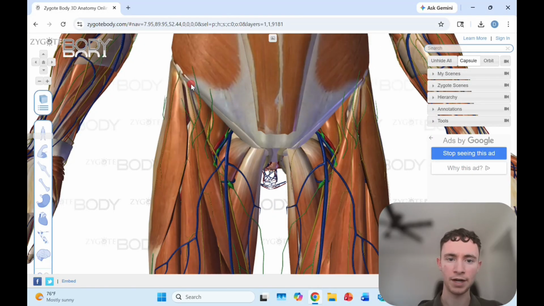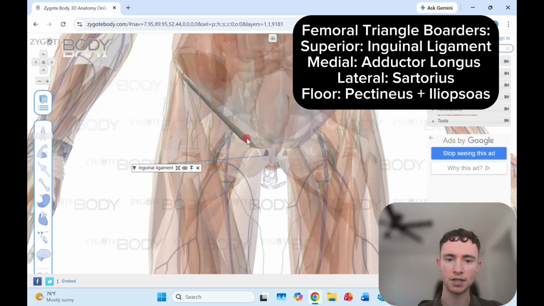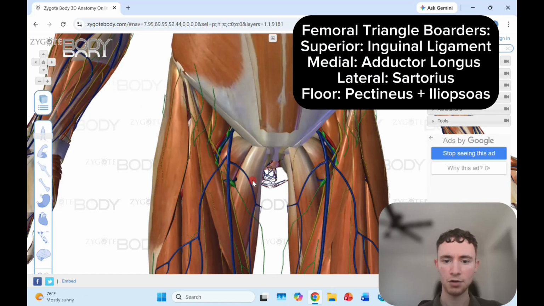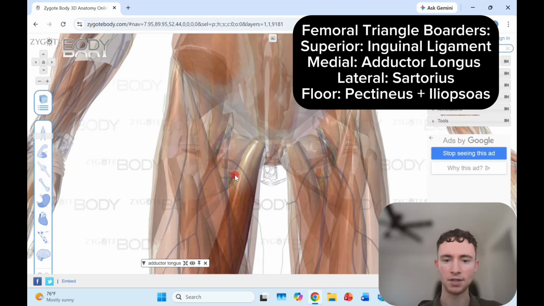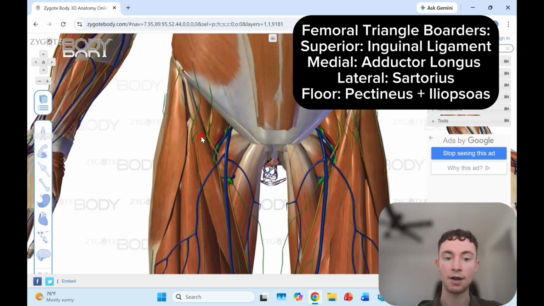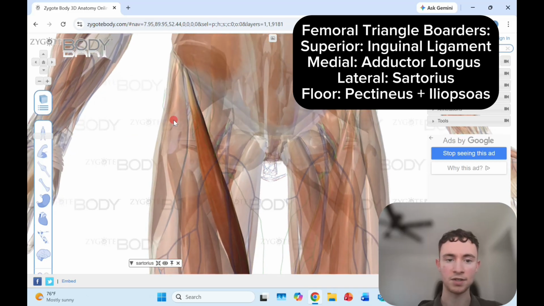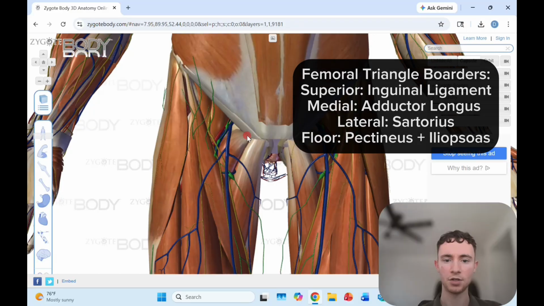Our superior border right here is the inguinal ligament, which we can see right here. The medial border is the adductor longus, which we can see right here. And then the lateral border is the sartorius muscle, which crosses here, forming this triangle.